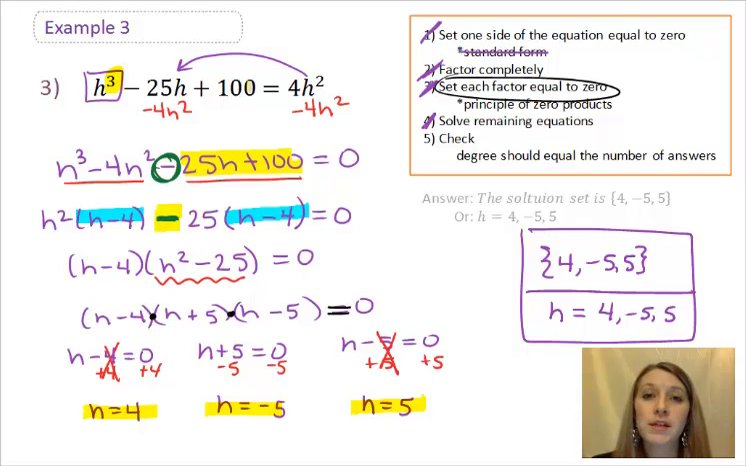So in this video I did 2 examples of the factoring method, and in the next video I'm going to do 2 more examples of solving by the factoring method.